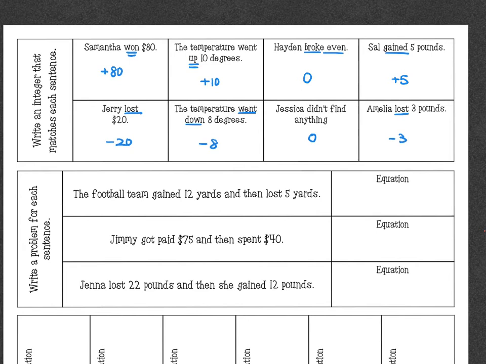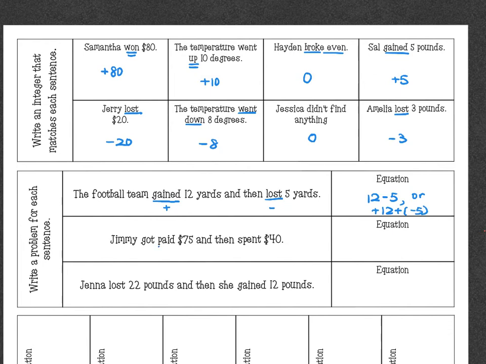So those are some keywords that you want to highlight, whether underline or highlight or circle, that helps you do these operations. So let's look at the next section. Write a problem for each sentence. The football team gained, so that's obviously an addition, 12 yards, and then lost, that's a subtraction. So you put a positive 12 and then you subtract 5. Or you can do positive 12 plus negative 5. That works for me too.